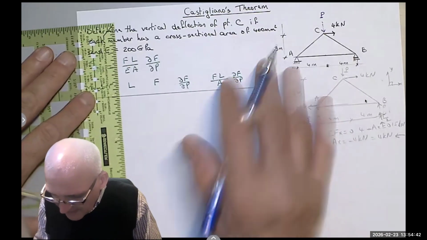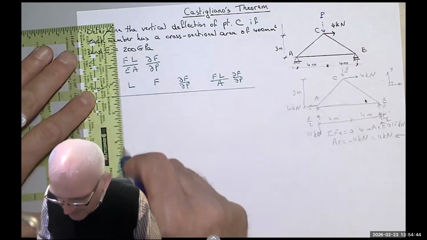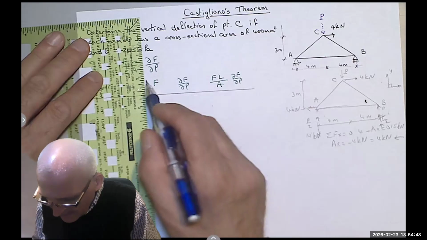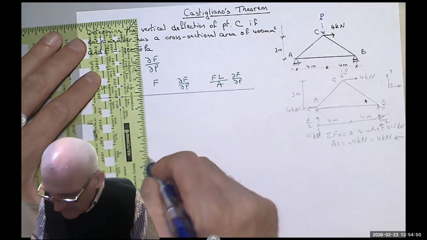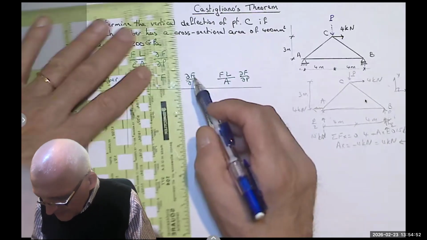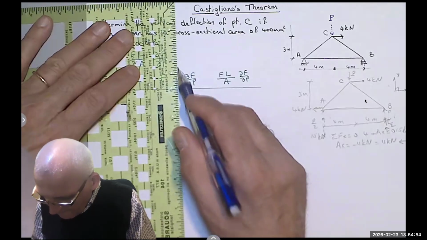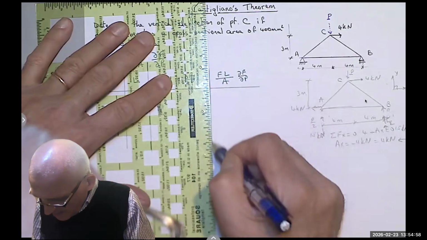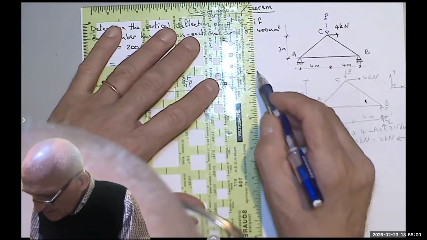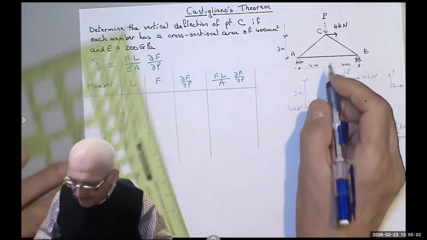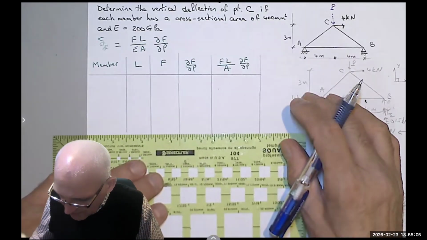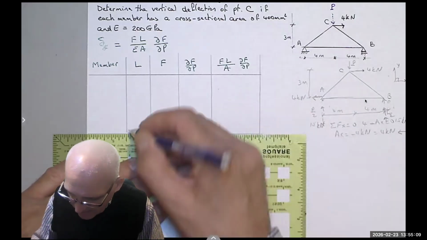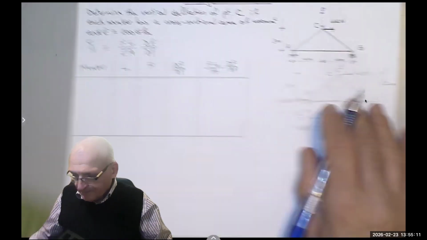Okay, so let's find now. I have 3 members. The length, the forces that we will calculate, partial F over partial P, and then the total that we will add, and then divide this total by E to find the vertical deflection.